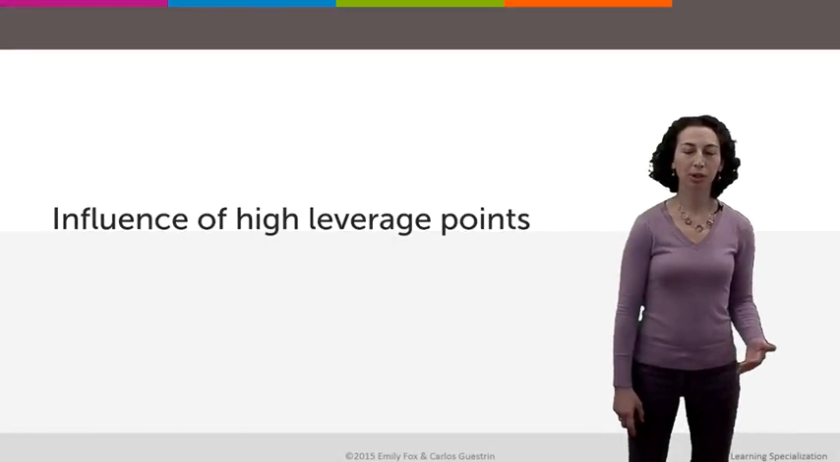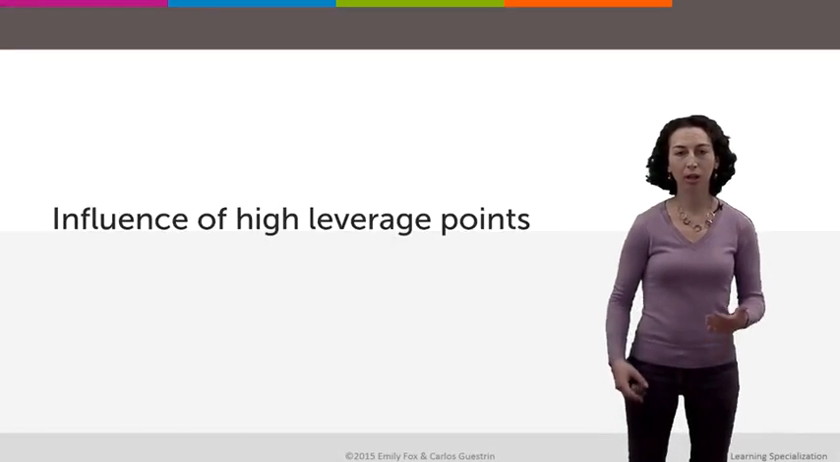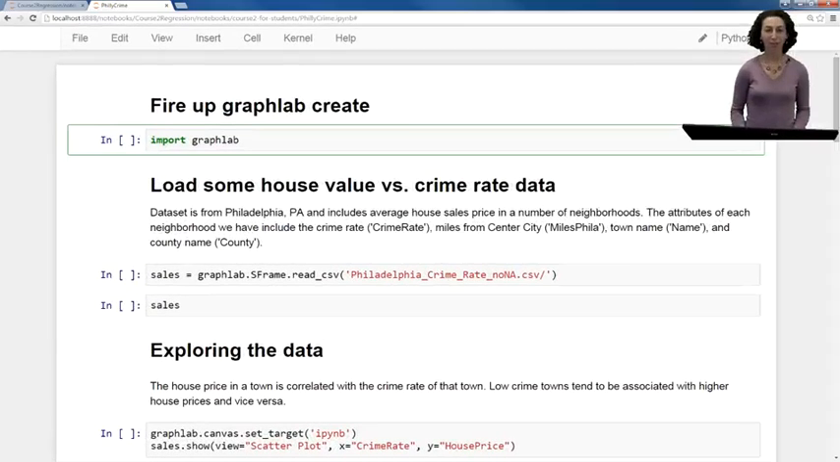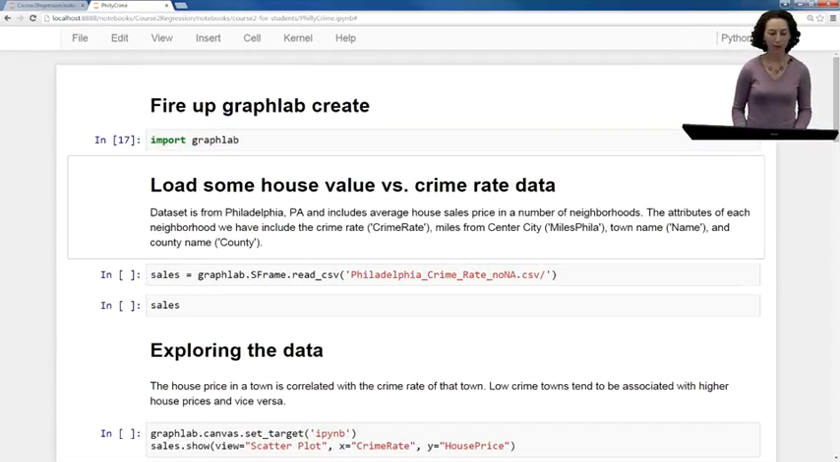Now we're going to discuss an important issue of the influence of what are called high leverage points. And these are points that can be considered influential observations. But to have this discussion, I think it's really useful to just look at some data. So to start with, let's fire up GraphLab, and then let's load some data.